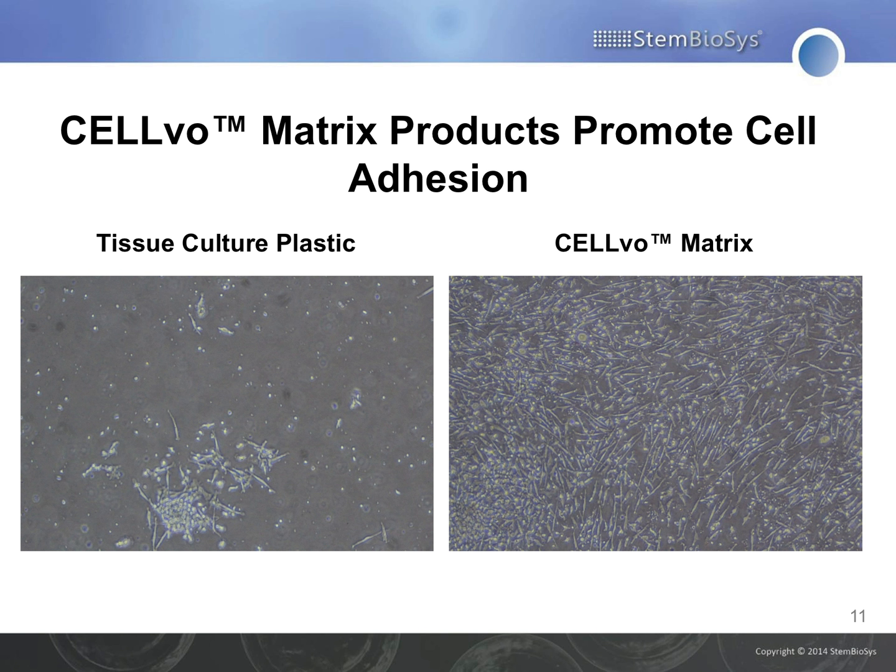This is the same numbers of cells. These are cells isolated from human umbilical cord blood. Same numbers of cells put on tissue culture treated plastic for the CELLvo Matrix, and you can see the obvious difference in the amount of attachment. This is about 5 to 7 days after plating cells onto these different substrates.